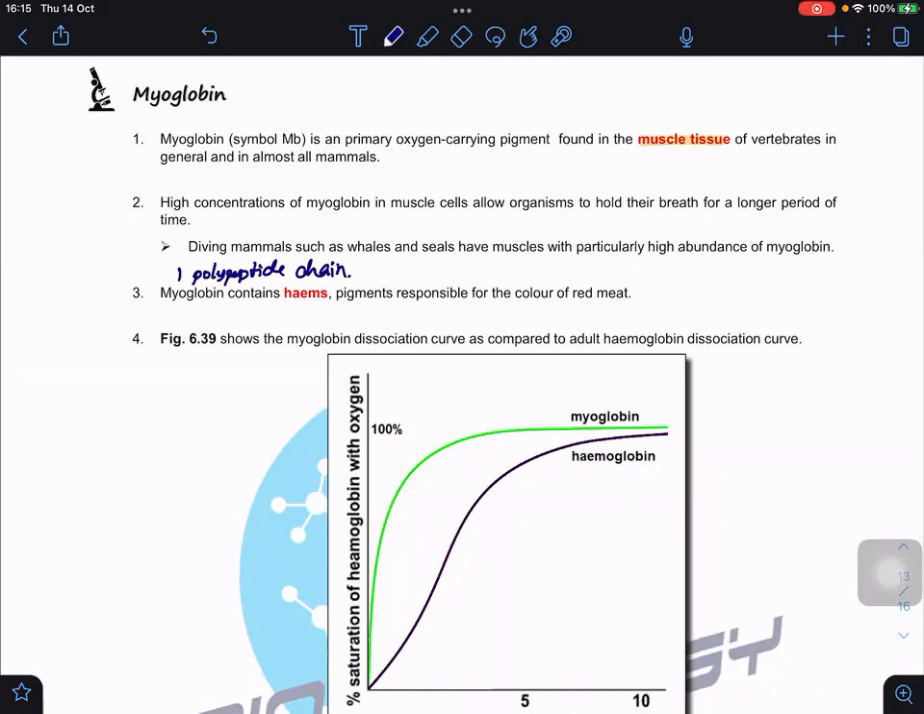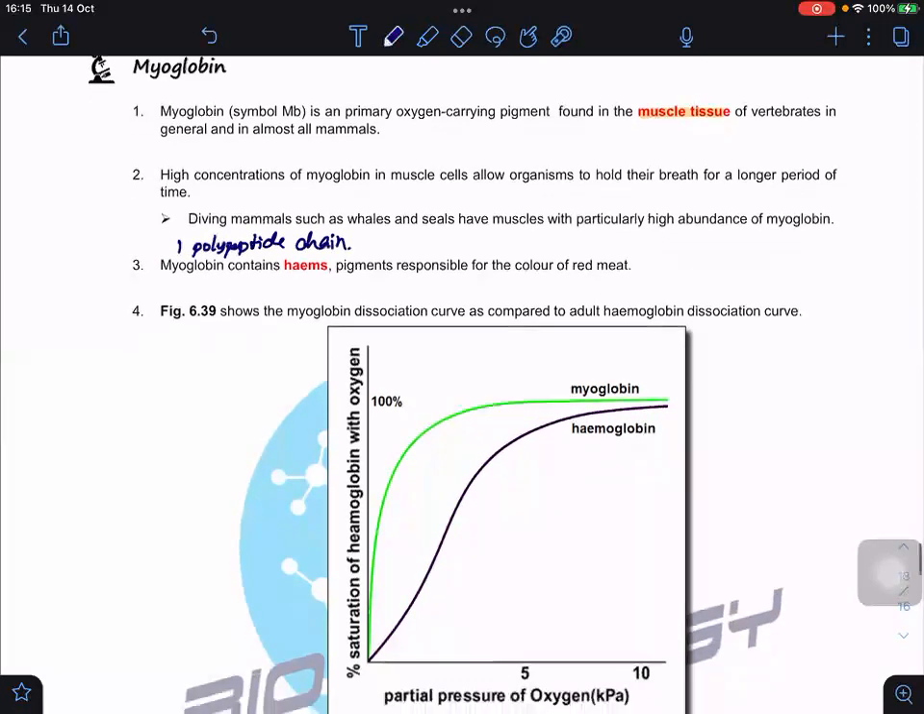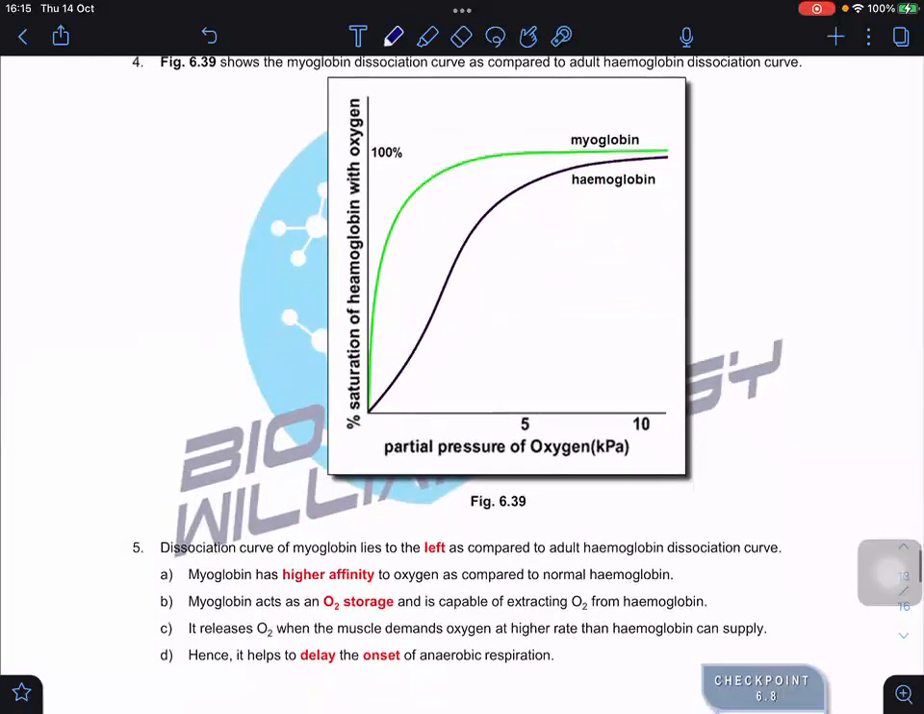Okay, so look at the graph again. This is not a sigmoid graph anymore. Can you see that? It's no longer sigmoid, it's not S-shaped. It's more of what we call a parabolic shape. Now look at this.